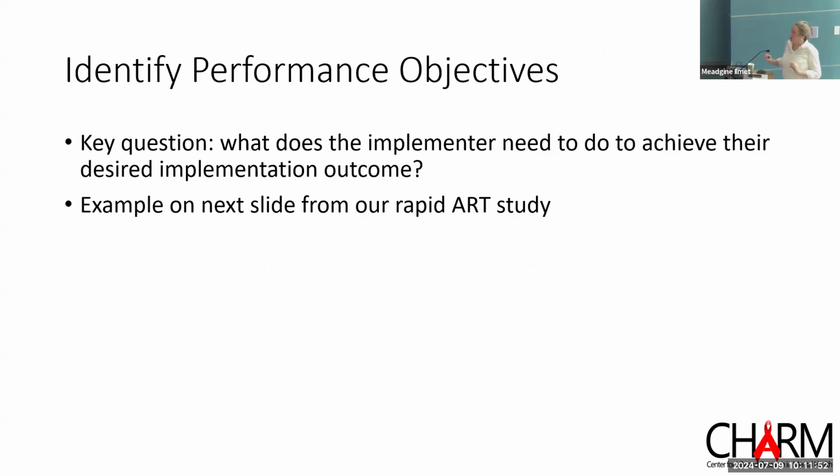Okay, so next what you're going to do is, for each of those roles, break down the implementation outcome or the adoption outcome into performance objectives. So the key question for breaking this down is: what does the implementer need to do to achieve their overall implementation outcome? Okay. So I'm going to give you an example, but first I'm just going to describe it.